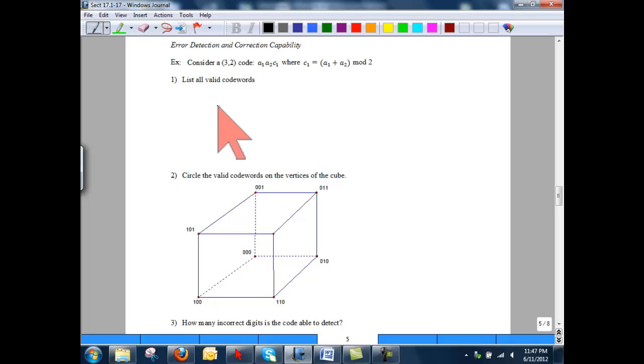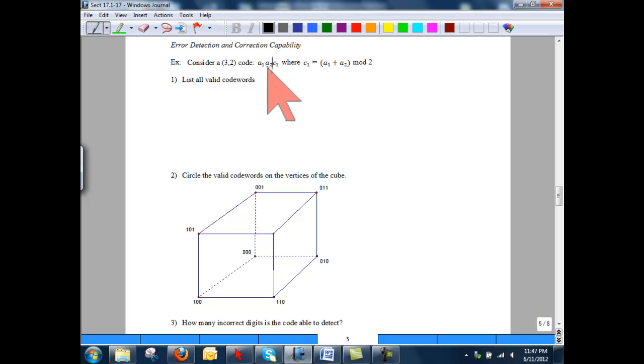So first, let's list all valid code words. Well, first of all, how many are there going to be? To answer that question, I have to realize that there's a difference in jobs between the message bits and the check bit. The check bit does what it needs to do, and I don't get to choose what the check bit is. There's a formula for determining that. But the message bits can be assigned as I want to carry information.